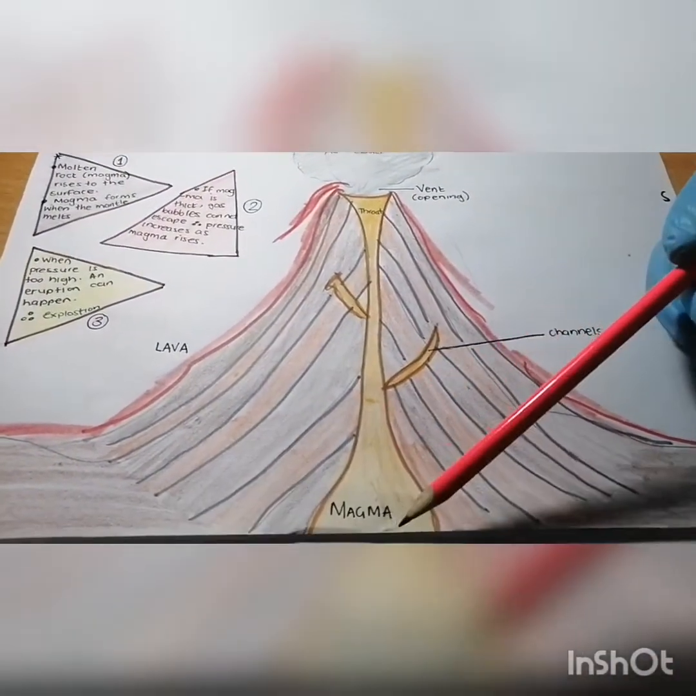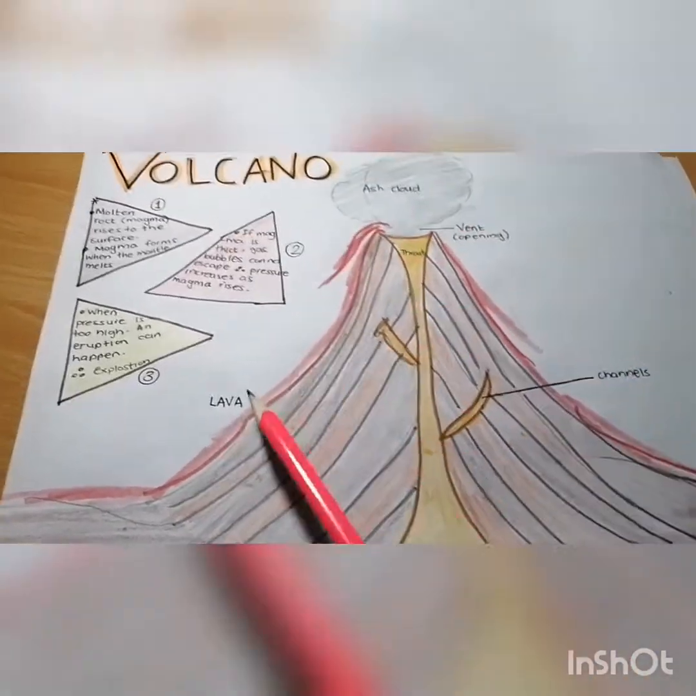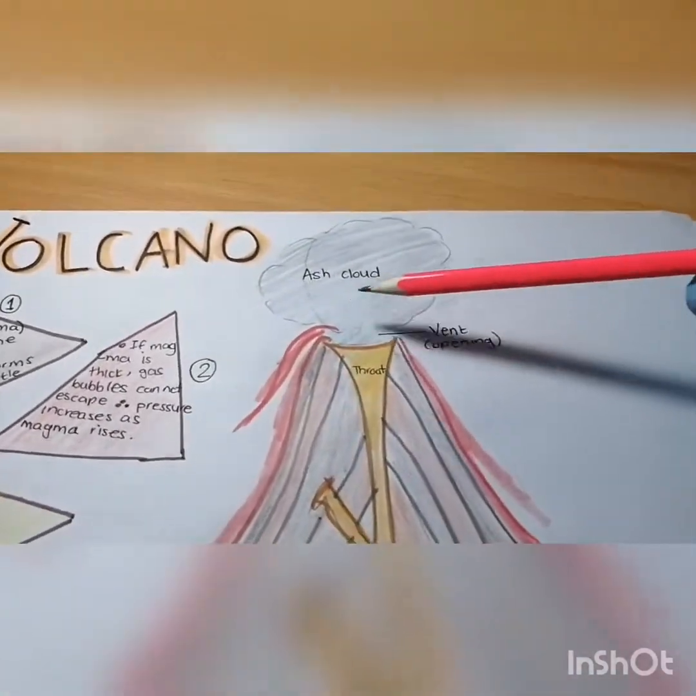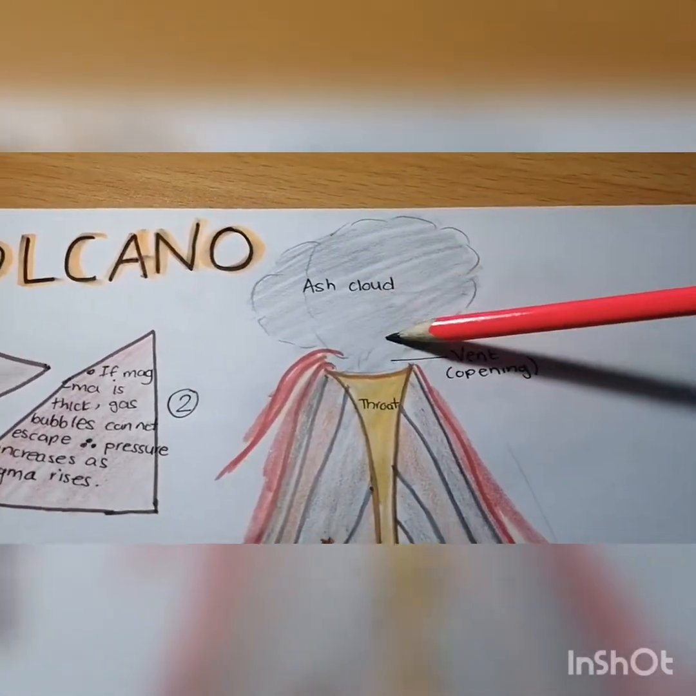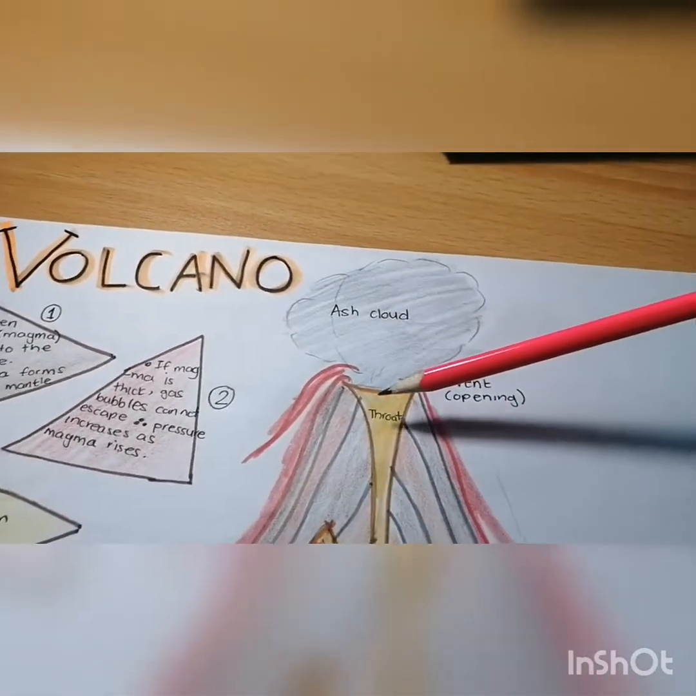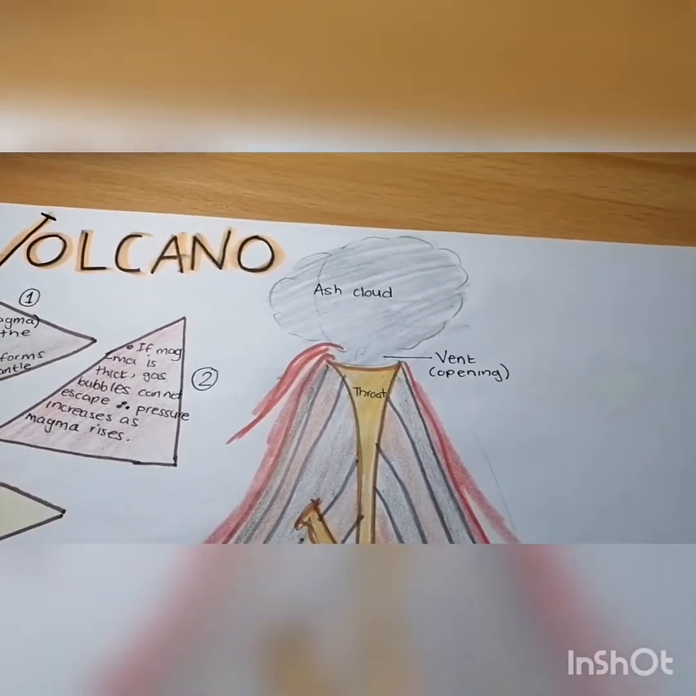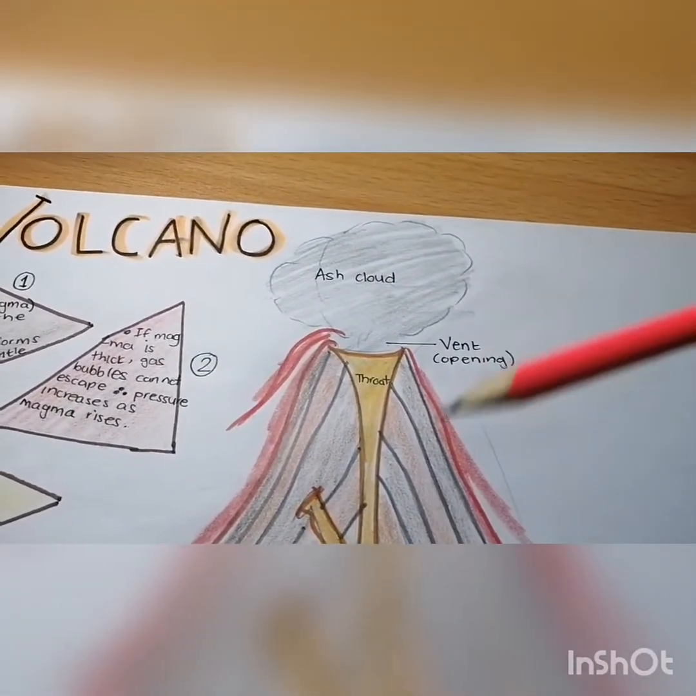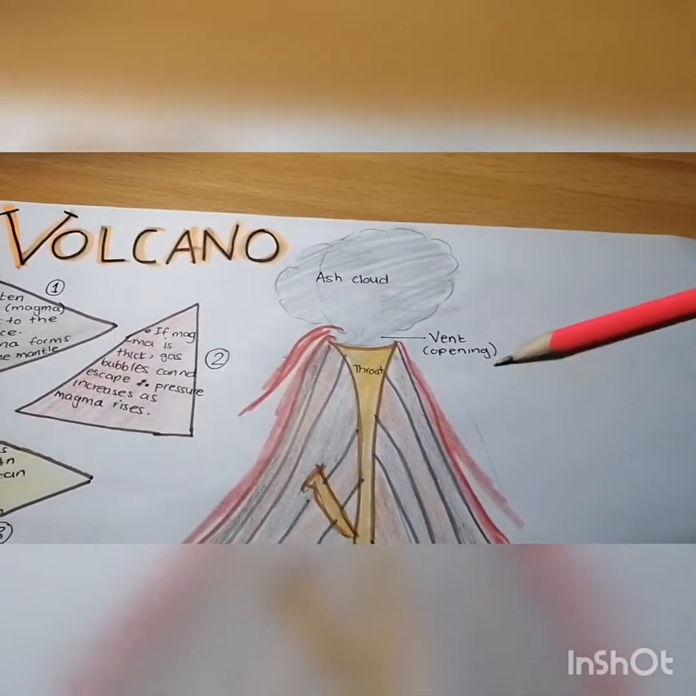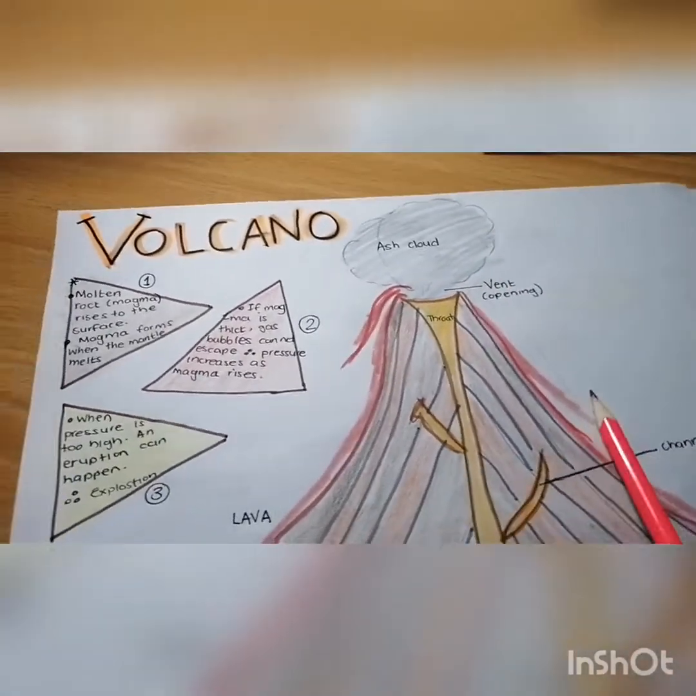Magma is when magma is inside the volcano, and when it's spewed out, it's known as lava. Now, this is our ash cloud. The ash cloud causes a lot of fog in the air and air pollution. That is why when there's a volcano, all the aeroplanes stop flying, because of the huge ash cloud it covers. Okay, so that's the ash cloud.